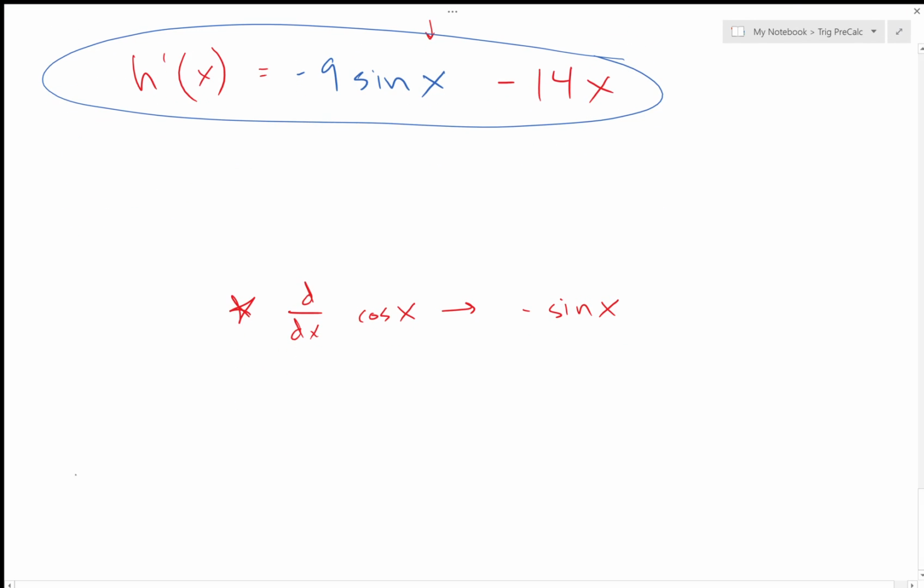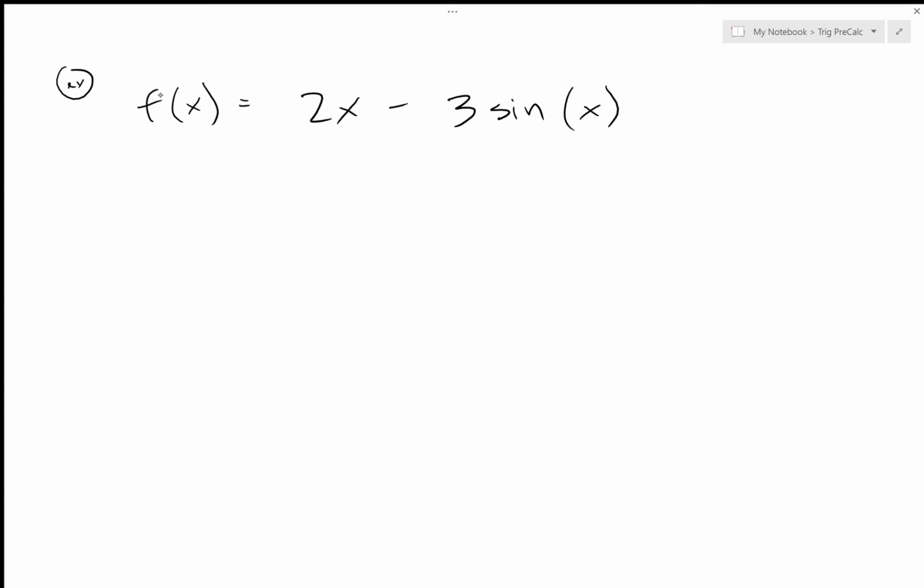One last example here. Let's say f of x equals 2x minus 3 sine of x. Again, two pieces. We have the 2x and then the 3 sine x. So we want to find the derivative, so f prime of x.